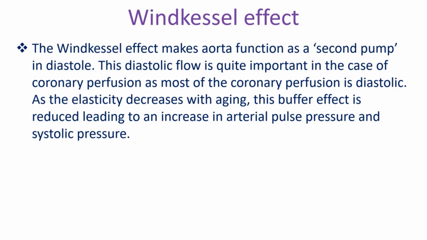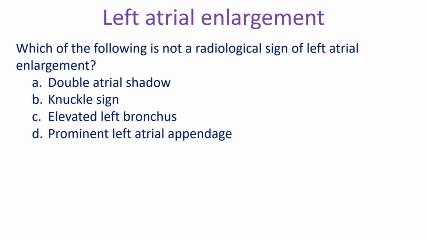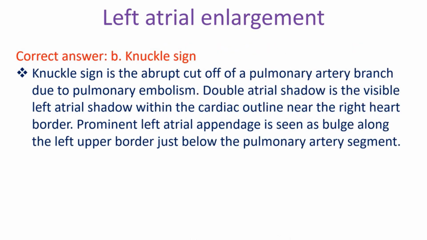Which of the following is not a radiological sign of left atrial enlargement? A. Double atrial shadow, B. Knuckle sign, C. Elevated left bronchus, D. Prominent left atrial appendage. Correct answer B. Knuckle sign. Knuckle sign is the abrupt cutoff of a pulmonary artery branch due to pulmonary embolism.